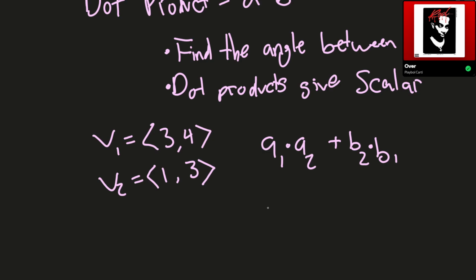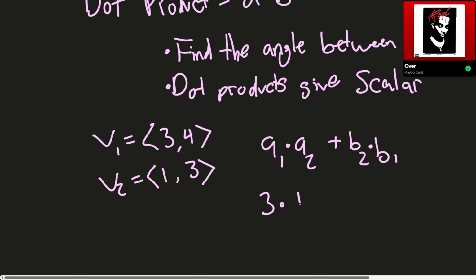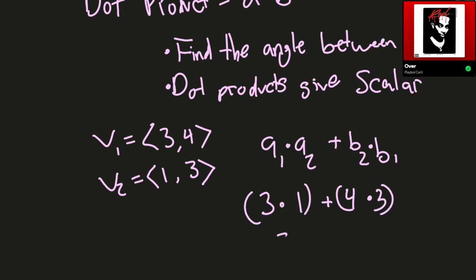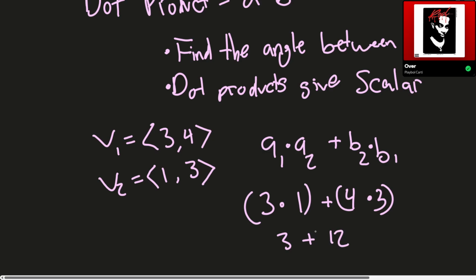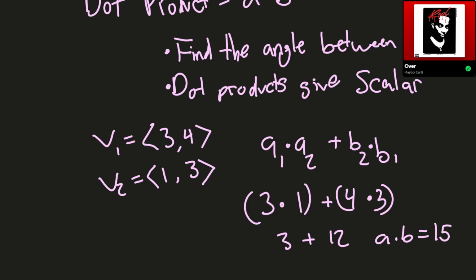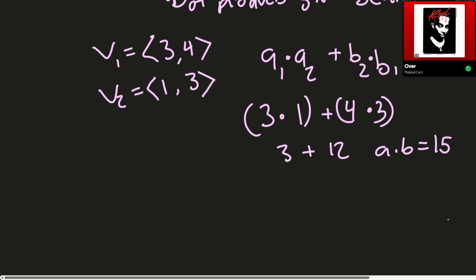Let's have a1, which is 3, times a2, which is 1, plus b2, which is 4, and b1 is 3. We end up getting 3 plus 12, and we end up getting a dot b equals 15. So this would be the scalar that gives us our answer. But really, to find the angle, here is what we can do.